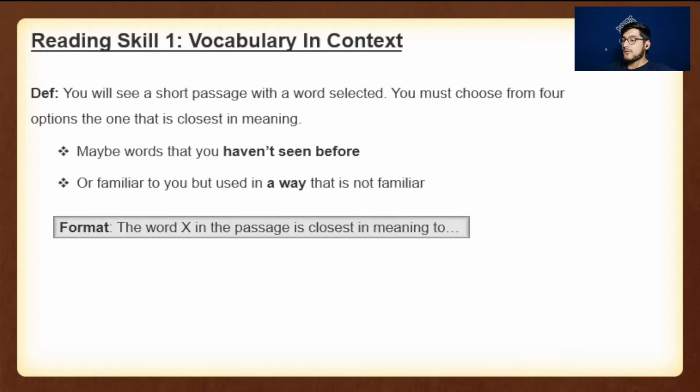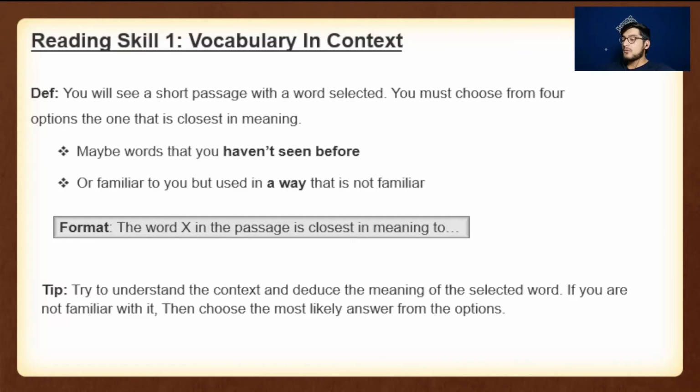The format of this skill is like: the word X in the passage is closest in meaning to, and four options are going to be presented to you. And in order to answer these kinds of questions, we should try to understand the context and deduce the meaning of the selected word just from the context, not from the word itself.